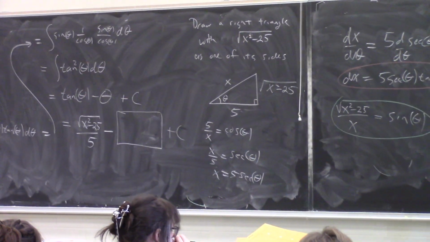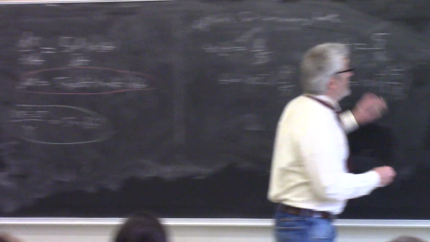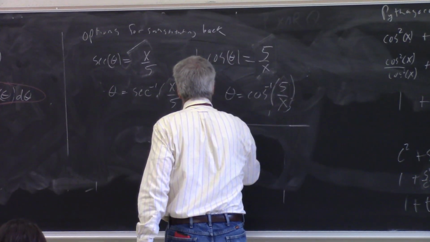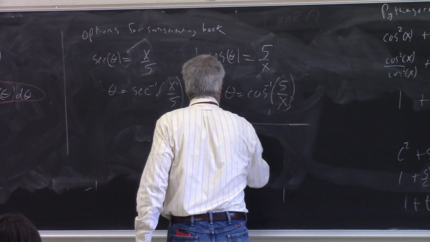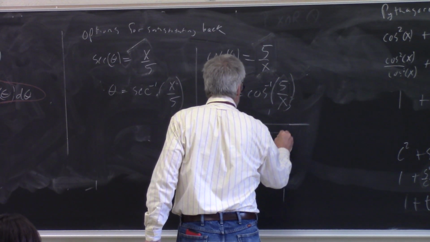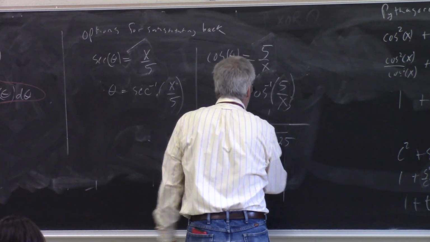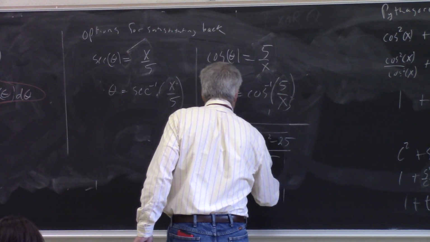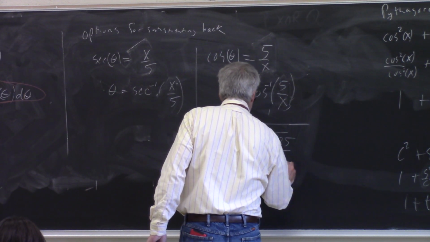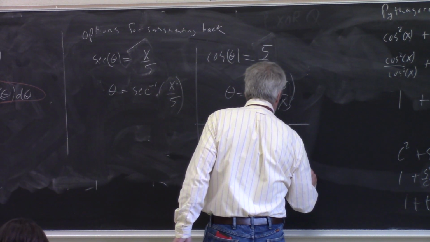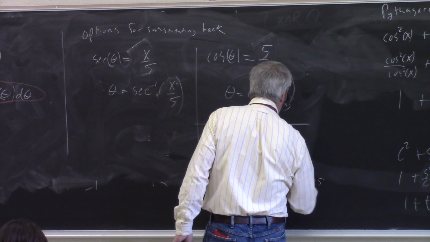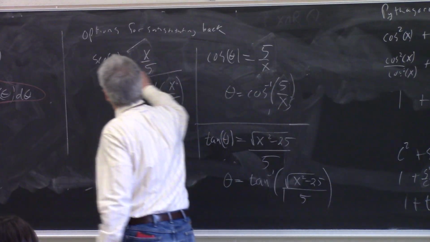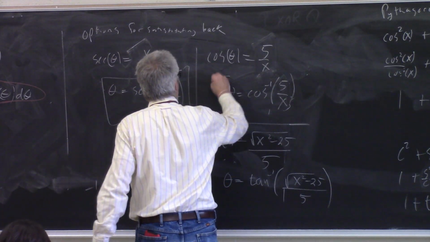Or notice that tan theta is that messy thing, square root of x squared minus 25 all over 5. So theta is going to be tan inverse of square root of x squared minus 25, all that over 5. So any of these things could be put in that box.